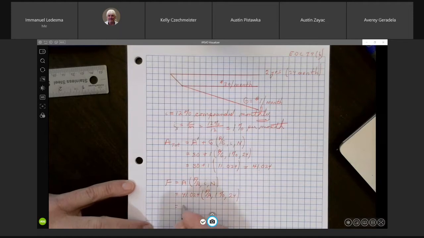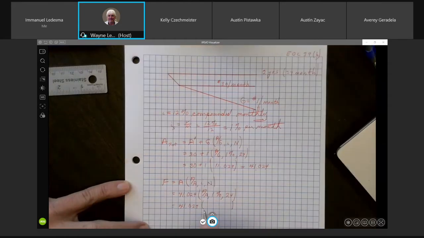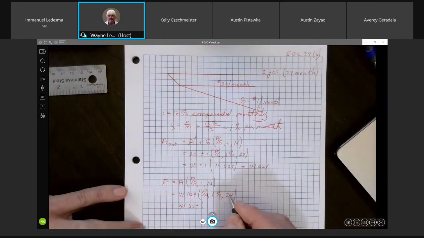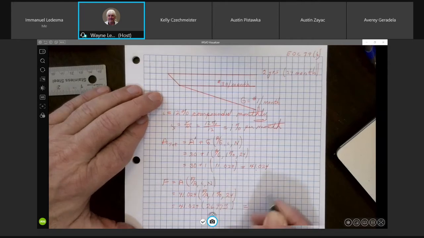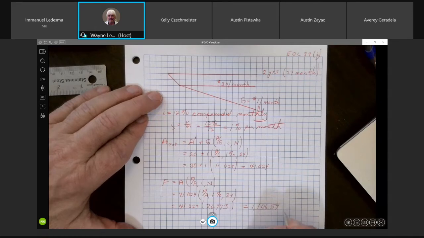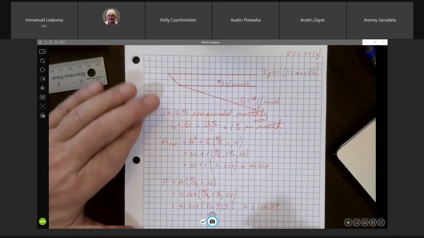So we will now do 41.024. We need that factor. And that factor, if you look it up, is 26.973. And if we multiply that together, you'd have that.